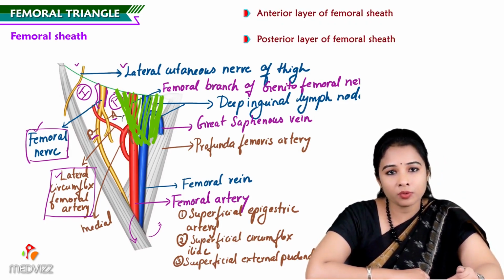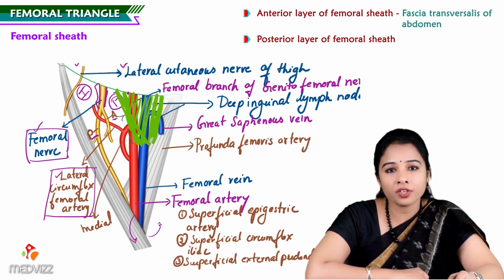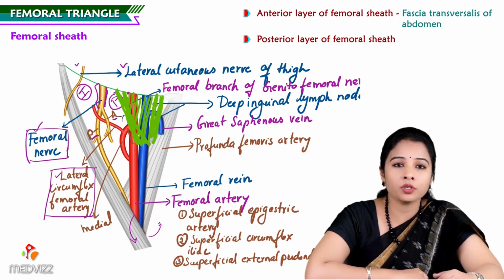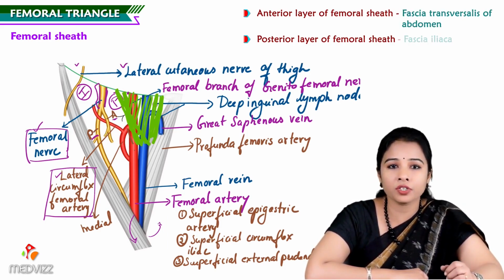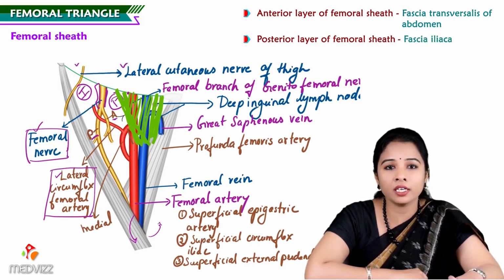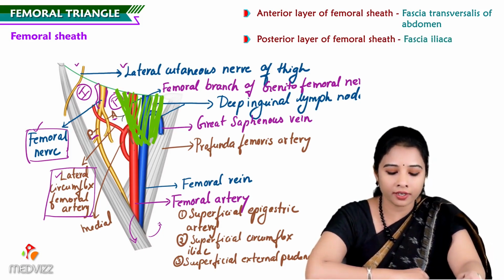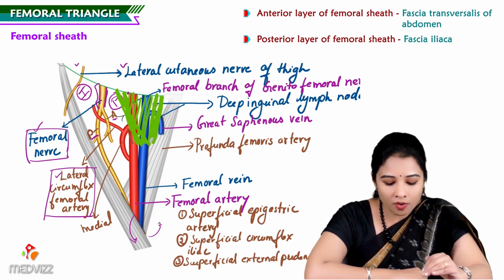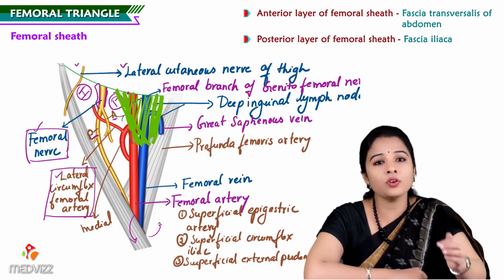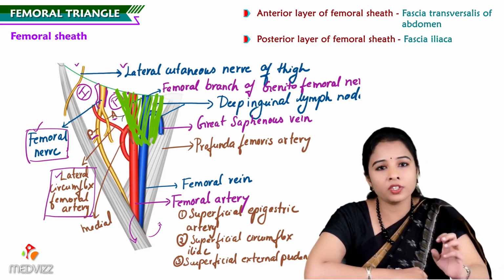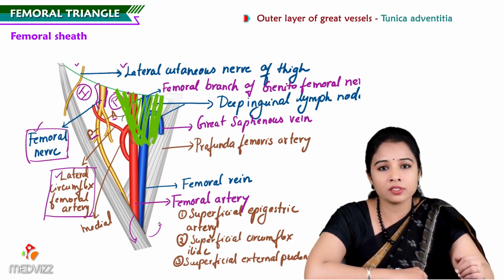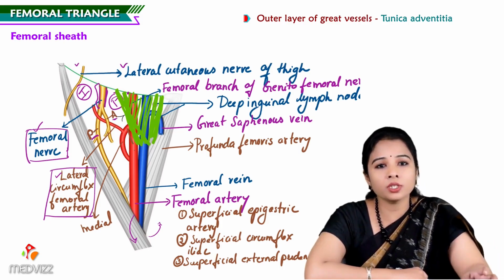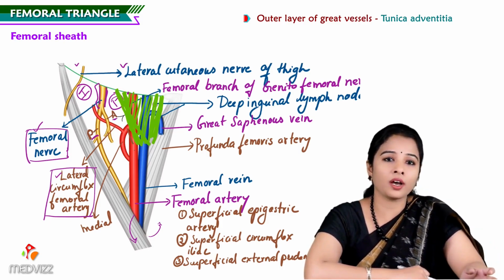The anterior layer of the femoral sheath is the continuation of the fascia transversalis of the abdomen, whereas the posterior layer of the femoral sheath is the continuation of the fascia iliaca, which covers the iliacus muscle. So fascia iliaca and the fascia transversalis form the continuation, and further below the femoral sheath continues with the outer layer of these great vessels. The outer layer of the great vessels is tunica adventitia, so it blends with the tunica adventitia of the femoral artery and vein.